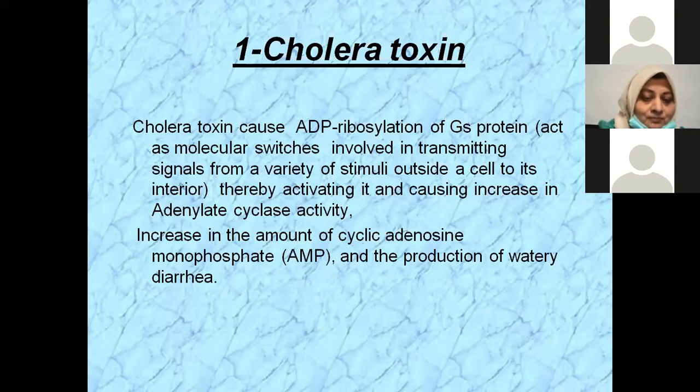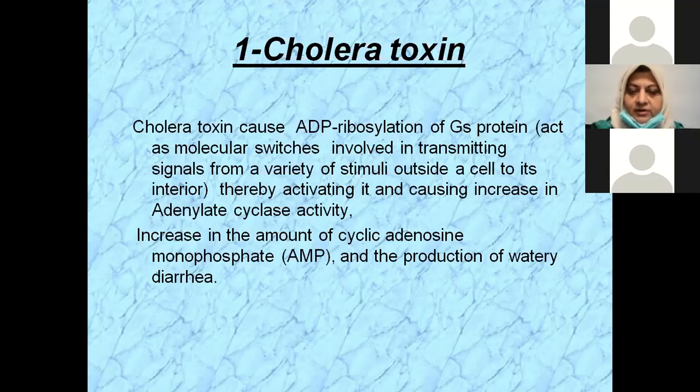So number 1 is cholera toxin. I don't know how many of you have heard about cholera, but it is a very contagious disease. It affects the gastrointestinal tract. In this, the patient undergoes profuse diarrhea and severe dehydration, and if it is not treated in due time, the person can die of dehydration and electrolyte imbalance.